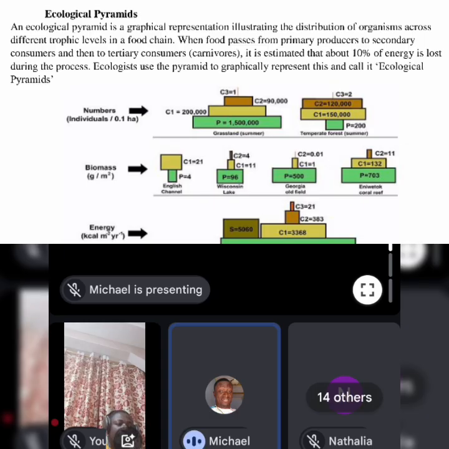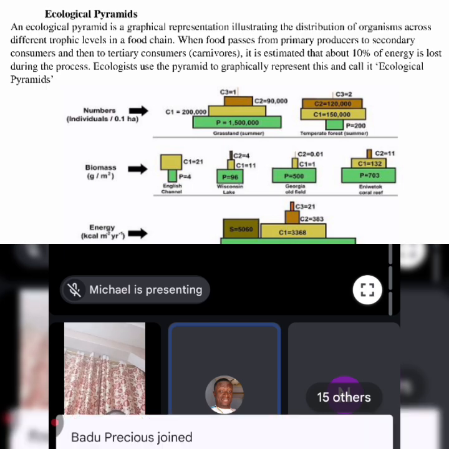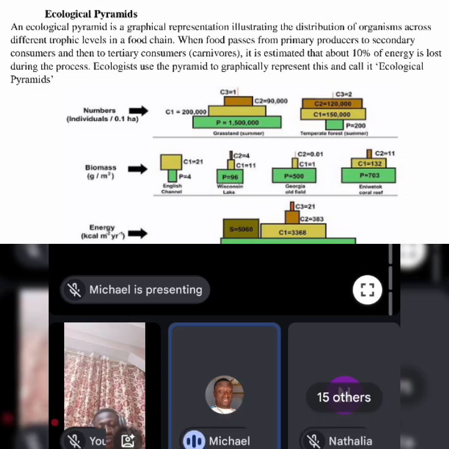So when food passes from primary producers, that is the organisms that make their own food, to the consumers, it passes through a series of channels, and that is the food chain or the trophic levels. At each step, the one that makes the food is the producer. As it moves on to the last organism, each stage is called a trophic level in the food chain.